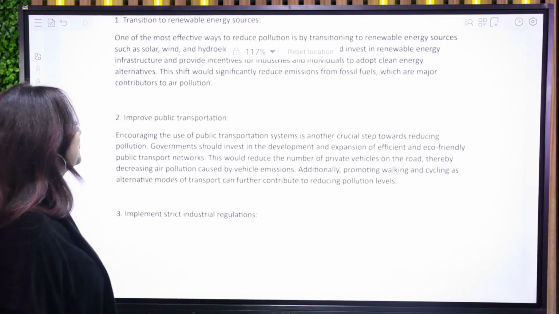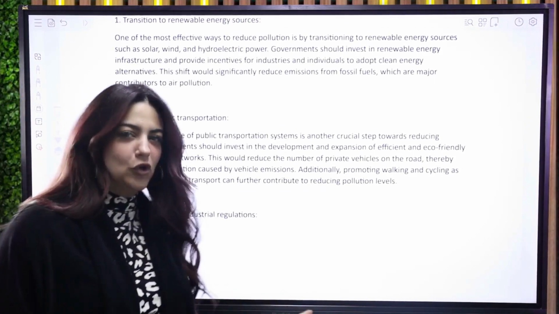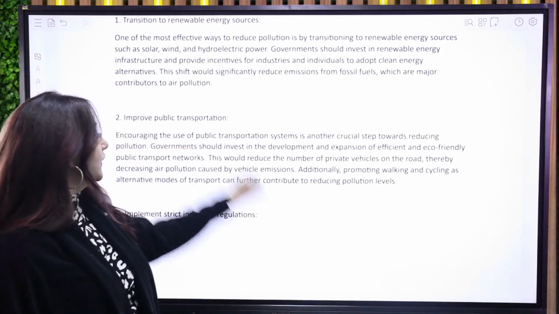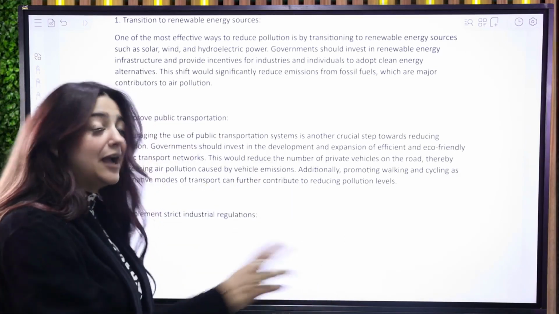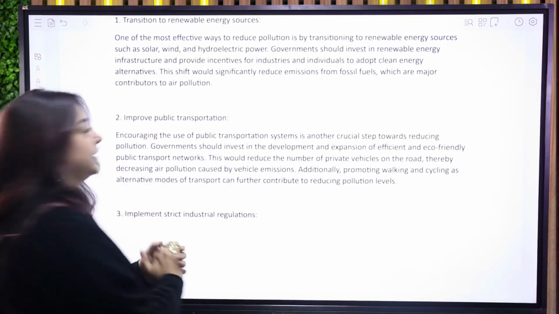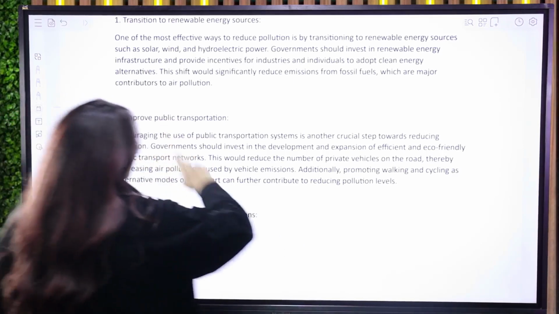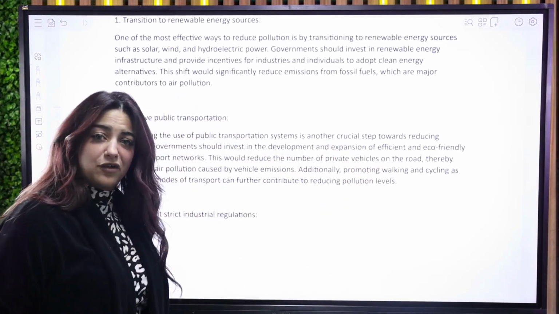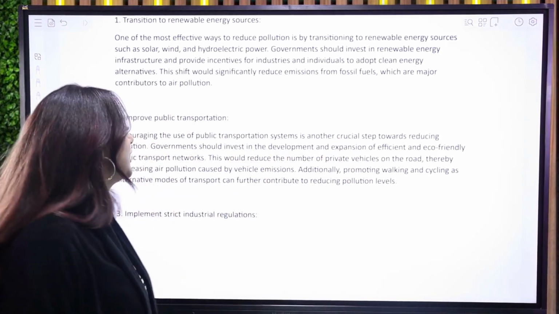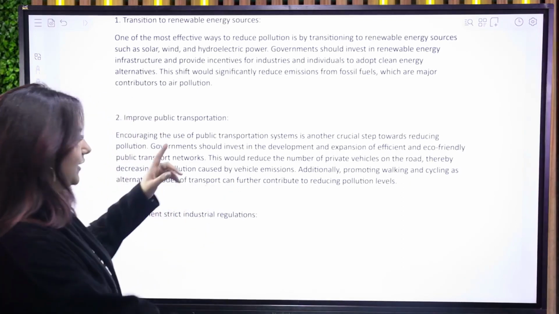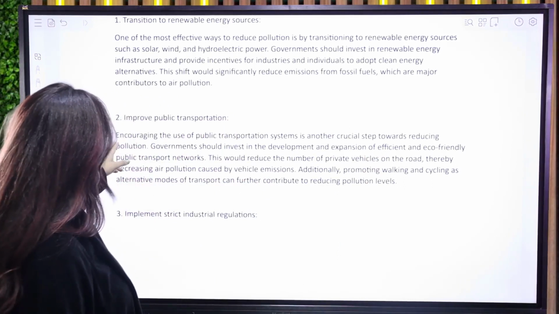Number 2, improve public transportation, resulting in fumes, as I said before. So encouraging the use of public transportation system is another crucial step. And I can start with a different technique. Like, another crucial step to lessen the amount of pollution is encouraging the use of public transportation system. Okay, so I just started with another crucial step is. Okay, and I can start that way.